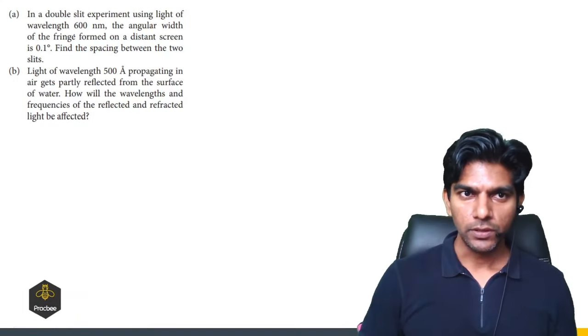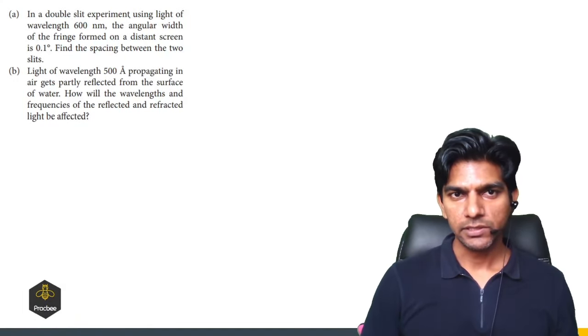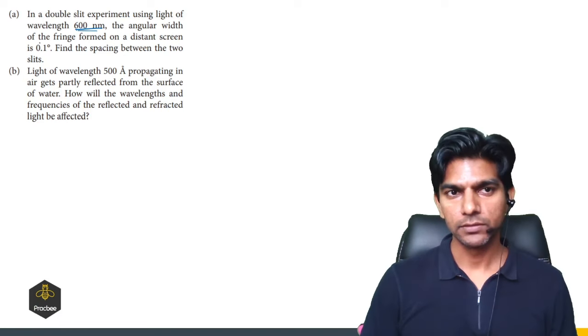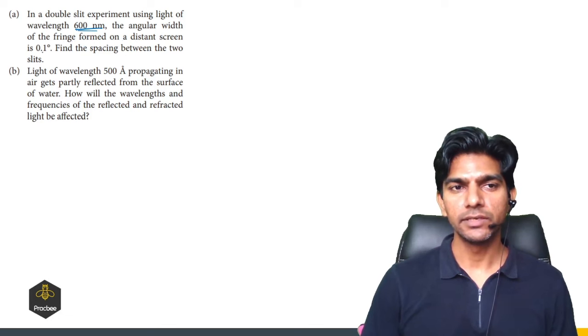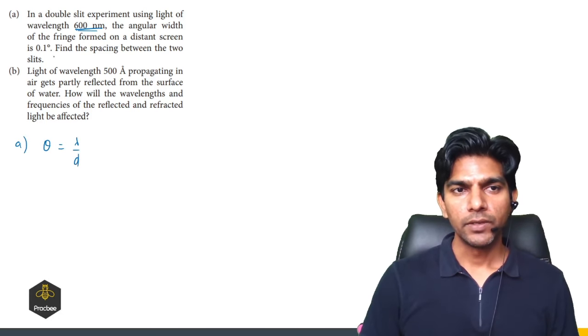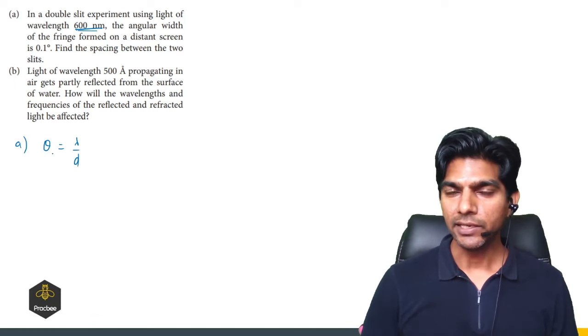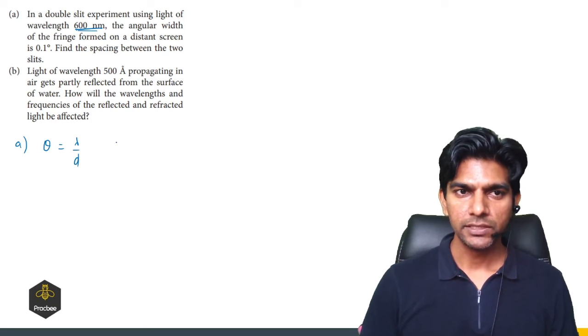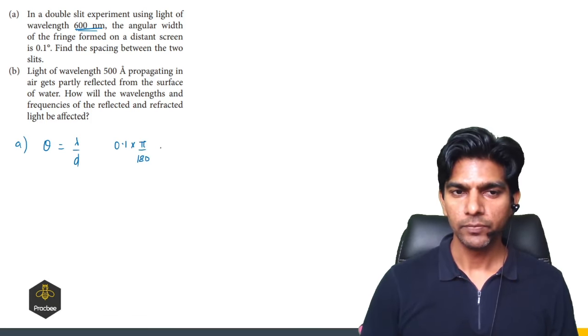So in this question, in a YDSE, a double slit experiment using light of wavelength 600 nanometer, the angular width of a fringe formed on the distant screen is 0.1 degree. So angular fringe width is nothing but lambda by d, and theta is given as 0.1. Find the spacing between the two slits. We should write theta in radians, so I can say it will be 0.1 times pi by 180.